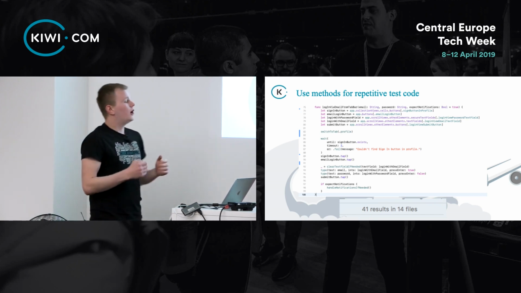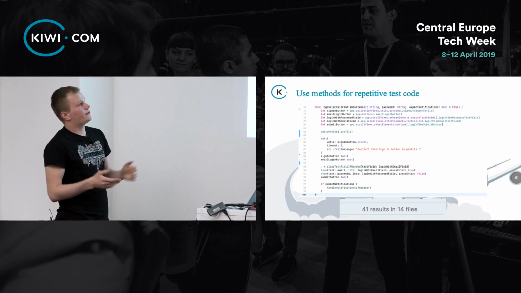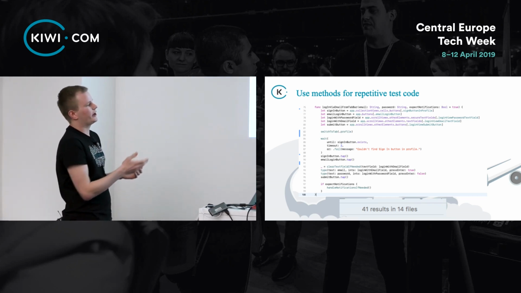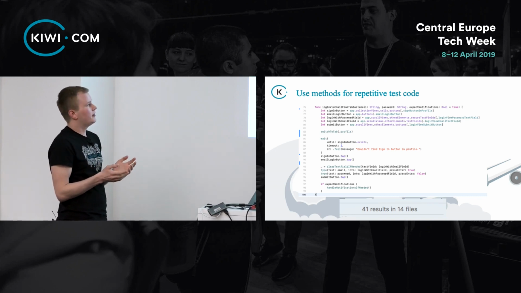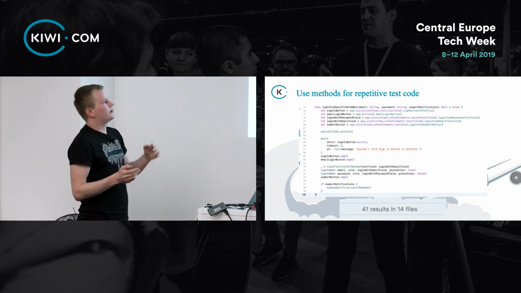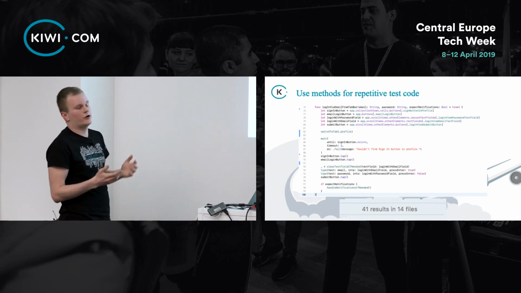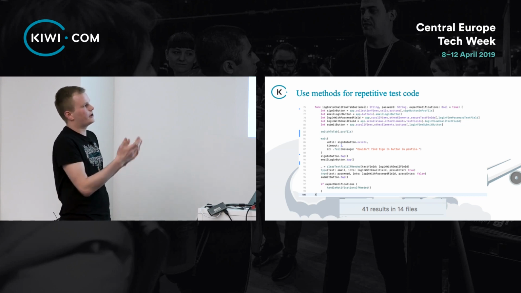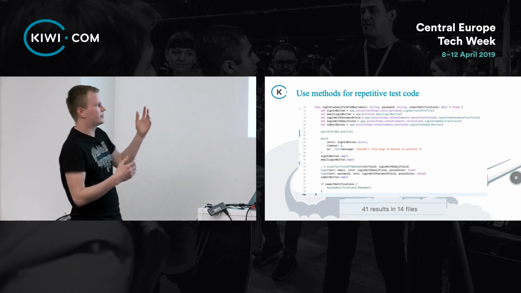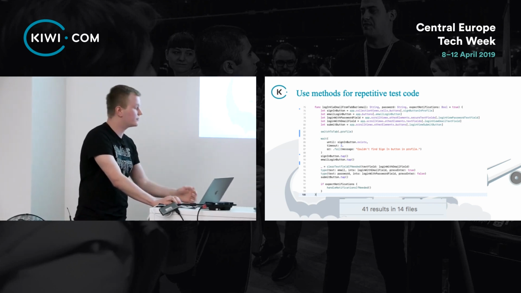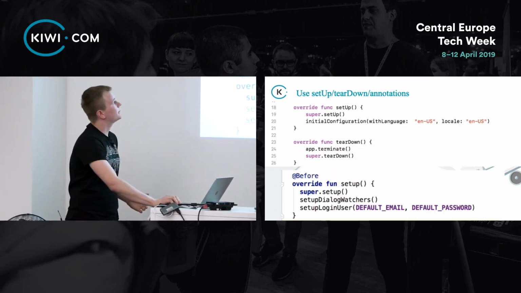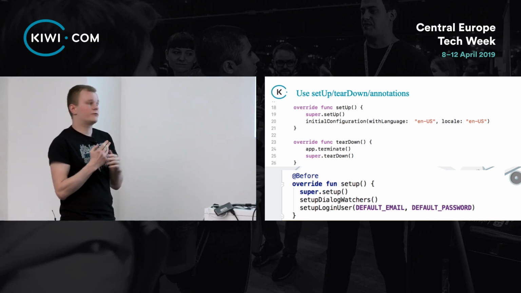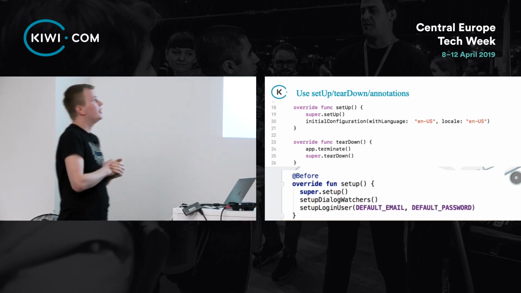And another thing, if 40 tests start failing, then you probably only need to fix one method, or maybe two. But if you have code for login in every test without a method, you would need to go through all your tests and fix thousands of lines of code, and this is prettier probably for you, as you can see.